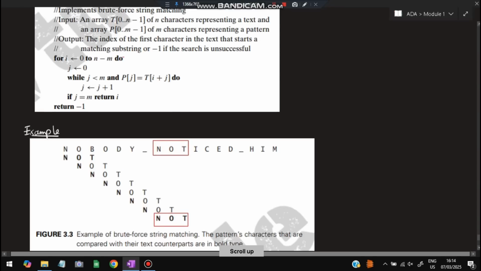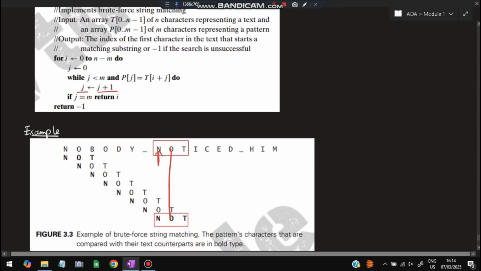Okay. How will I implement this one? The i loop will run from 0 to n minus m, and j will be 0, while j is less than m and p of j, where p of j means pattern of j, is matching with t of i plus j, meaning this value. I is here, i plus j is here. So if this value is matching, then we have to do j equal to j plus 1.